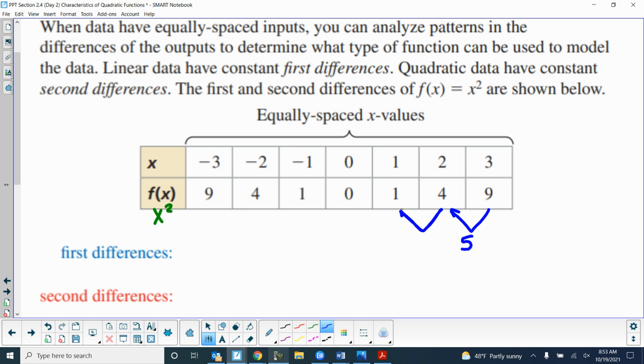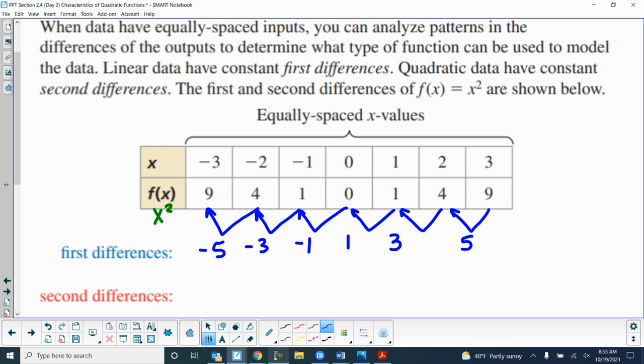What's 4 minus 1? 3. What's 1 minus 0? 1. What's 0 minus 1? Negative 1. What's 1 minus 4? And then 4 minus 9? Negative 5. Are those the same number? They're all different, right? If those all were the same, then it would have been a linear problem. Okay? If those were all the same number, that's what it's saying up there. That would be a linear equation, showing us an equation of a line, basically.